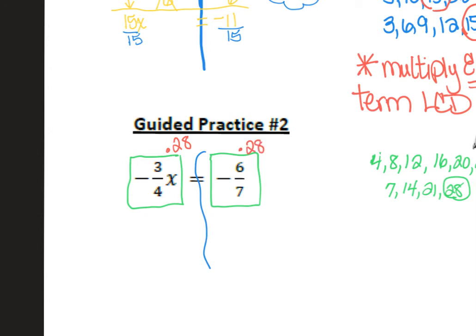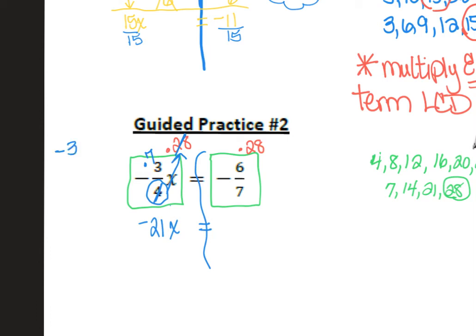Okay? And so then I'm going to do my little shortcut here, and I'm going to say, how many 4's, right here, the denominator, how many 4's go into this 28? So how many 4's go into 28? And you're going to say, oh, it's 7. So I'm going to mark this out, I'm going to mark this out, and I'm going to multiply this top by 7. So that's -21x.